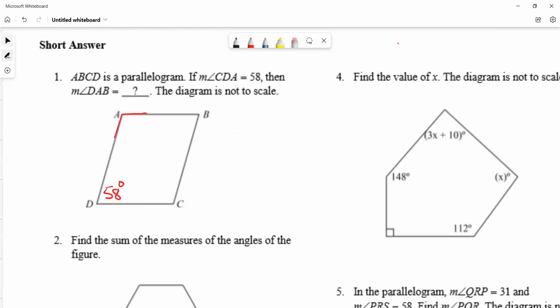Said earlier that consecutive angles in a parallelogram are supplementary. So this angle A plus 58 degrees is equal to 180. So if you subtract 58 from each side, then angle A is equal to 122.